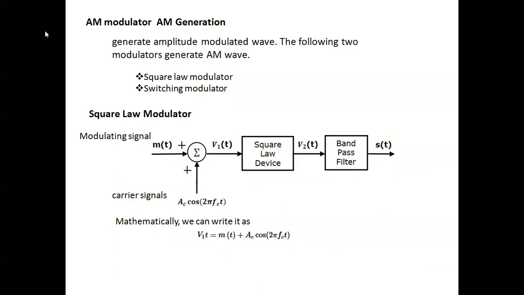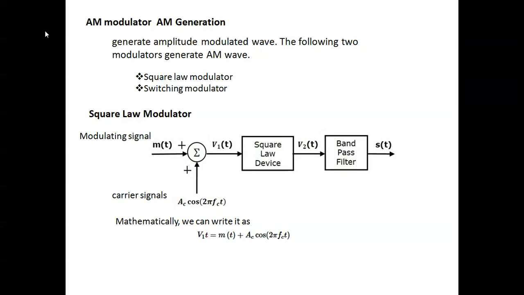Now we are going to see AM generation. We already saw AM modulation, in which we give a modulating signal as one input and another input called the carrier signal, and finally we get the modulated output. But here we want to generate the AM waveform. For that we have to use the following devices: number one is the square law modulator and number two is the switching modulator.